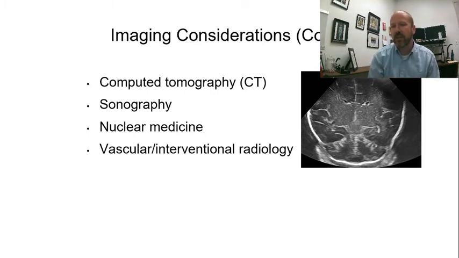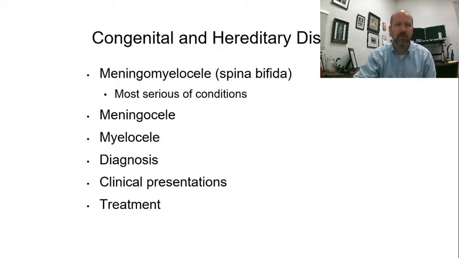And then I want to give a shout out to ultrasound. A lot of times they get short shrift, but ultrasound of the brain is amazing for neonates. So before the soft spot of the skull closes off, we can do ultrasounds of the brain, and they're beautiful pictures. Nuclear medicine, of course, is continuing to improve brain imaging, and of course vascular and interventional radiology. I'm not going to touch on those so much in this lecture though.